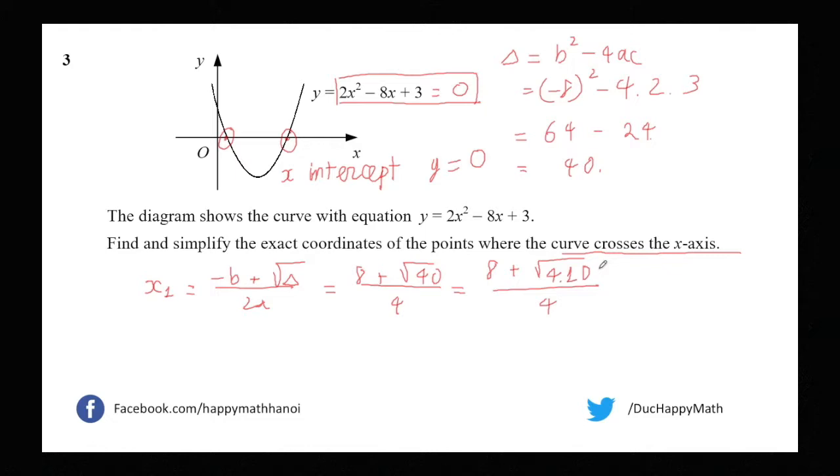Four times 10 divided by 4. So this is okay. This is 2 plus the square root of 10 divided by 2. And h2 will be minus b minus the square root of delta, divided by 2a, and 8 minus... divided by 4, it means 2a. Square root of 10 divided by 2.